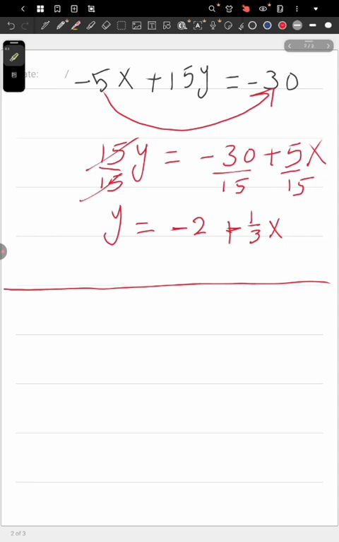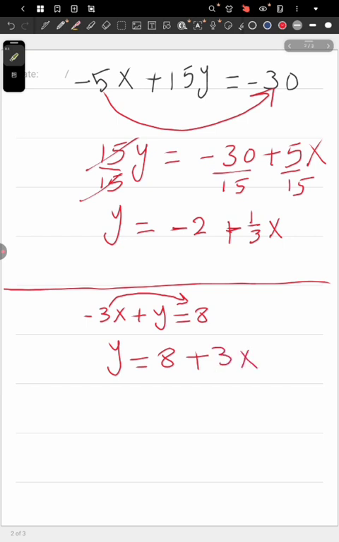I give you another example to understand more. Okay, negative 3x plus y equals 8. You want y on one side. Okay, 3x on the other side, y equals 8 plus 3x. That's right. y has coefficient 1, then 8 is the intercept of the y-axis and 3 is the slope. That's the slope. You understand me? Slope 3, and b equals 8.